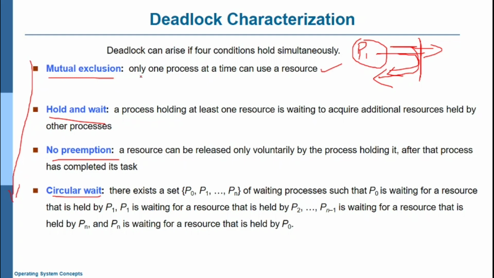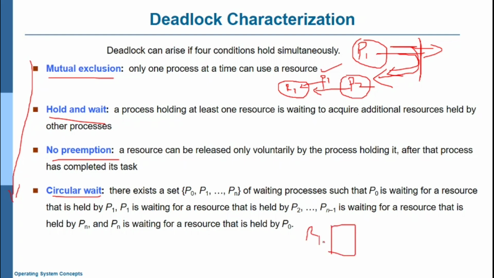Mutual exclusion: only one process at a time can use a resource. Usually there will be a number of resources available in the system. If P1 makes use of resource R1, then P2 cannot make use of resource R1. It has to wait. So at that time it cannot cause any deadlock. If P2 is also making use of R1, then definitely deadlock occurs. Understood?